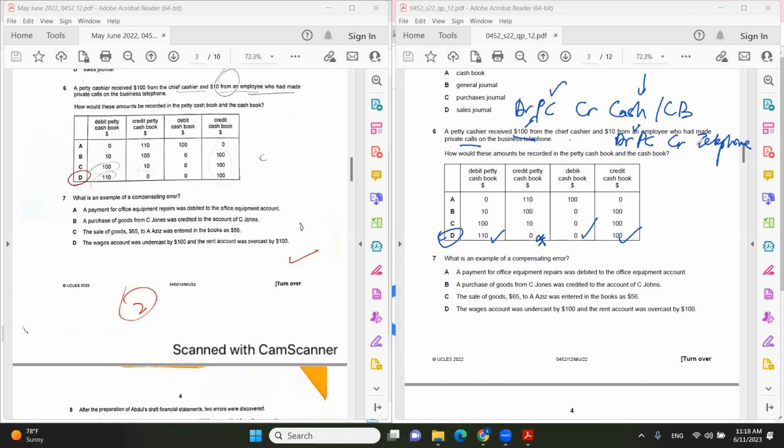They didn't do this one, they ignored it. They just took the petty cash book and the cash book account. So by right, the full double entry is debit petty cash book 110, credit cash book 100, and another credit telephone $10. Okay, next, move on.